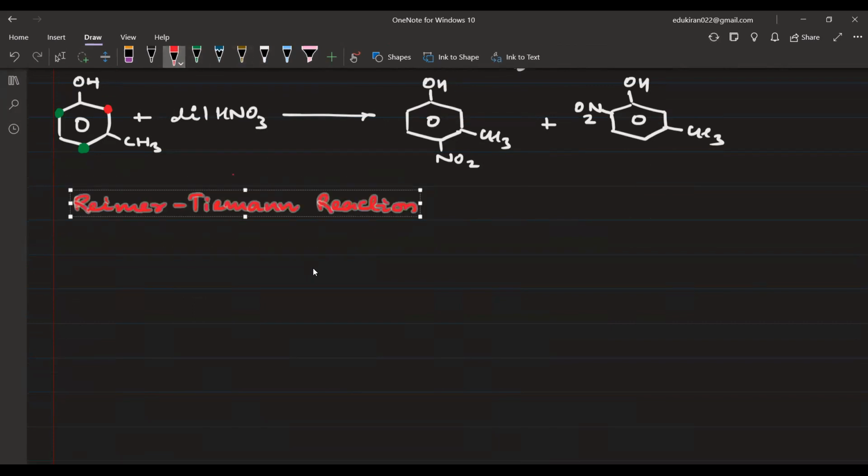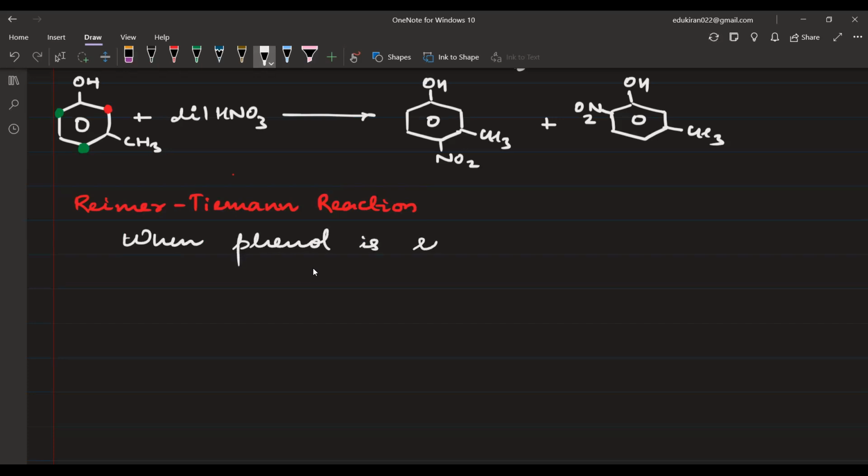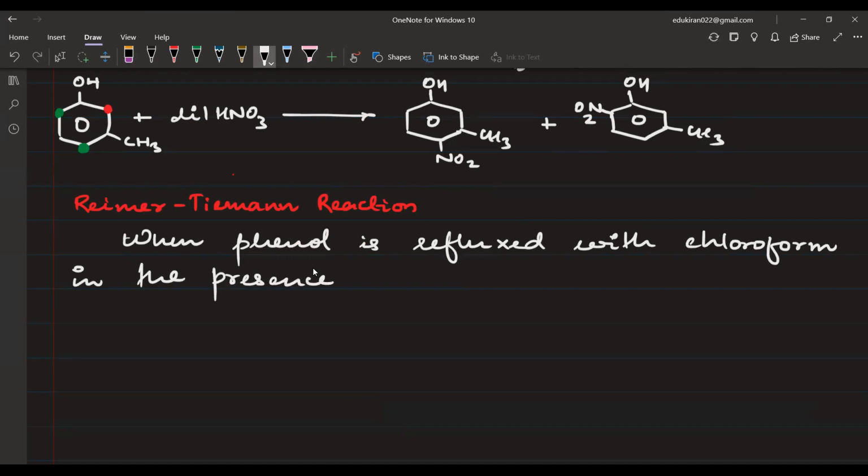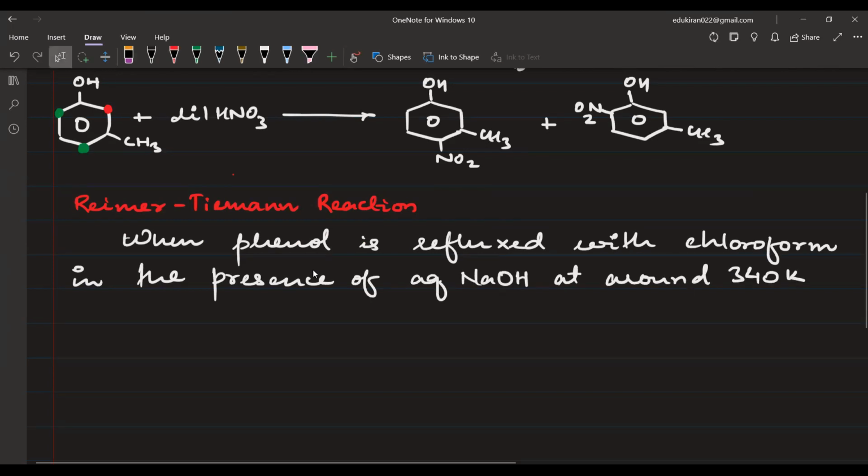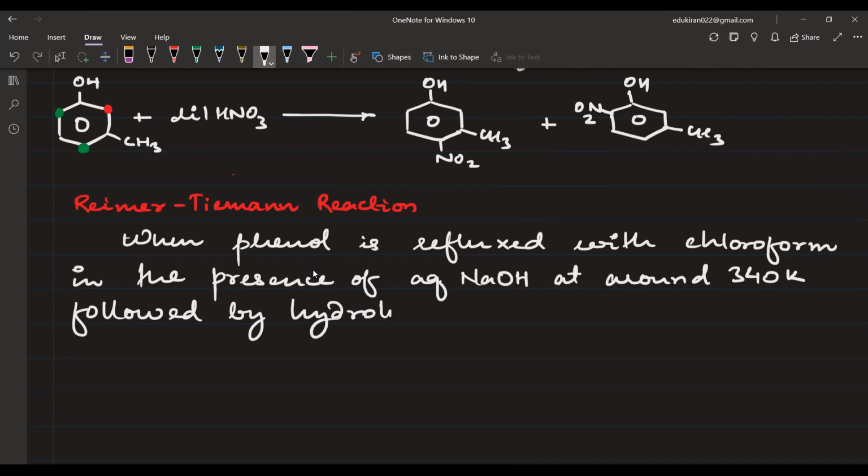Now this is the last reaction of phenol. Please start writing. When phenol is refluxed with chloroform in the presence of aqueous NaOH at around 340 Kelvin, followed by hydrolysis, an aldehyde is formed.